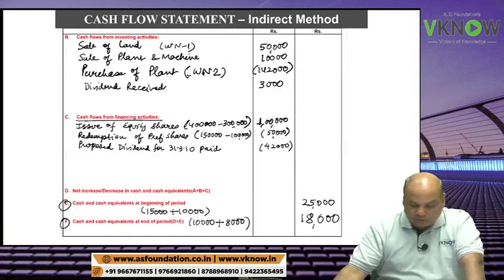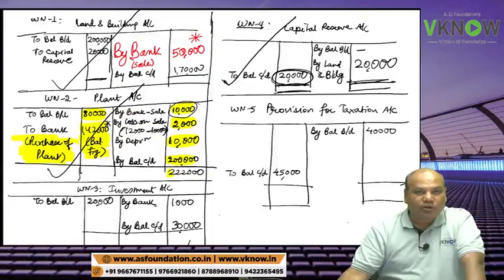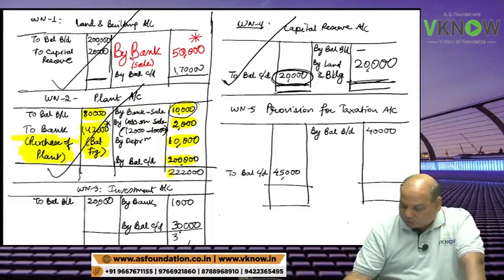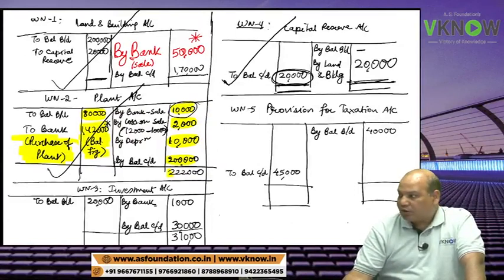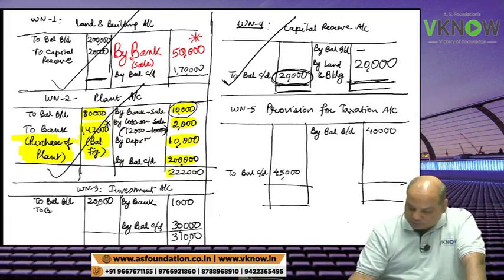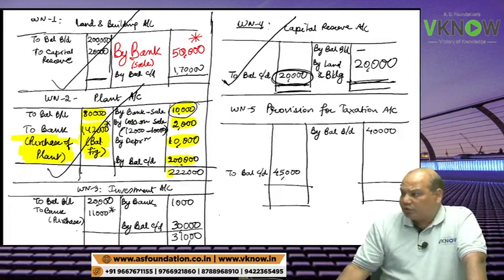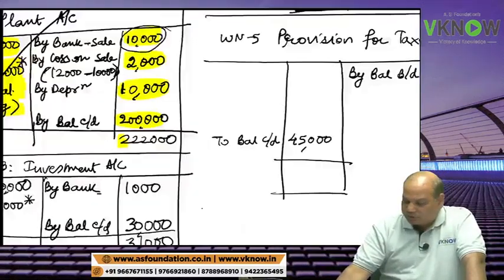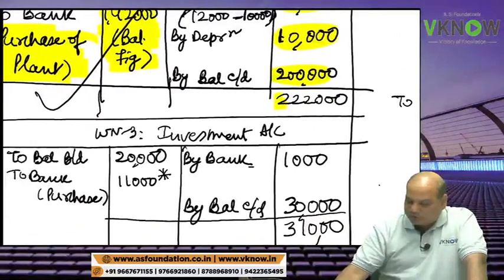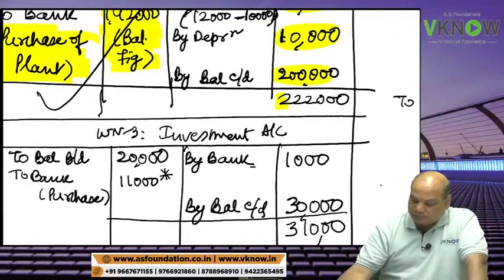Come to investment account, working note 3, and check if it is tallying or not. So credit side total is 31,000. Debit side total is 20,000. So write down to bank 11,000 balancing figure, in bracket purchase of investment. Purchase of investment 11,000 rupees. Write it down. Noted. Say yes.